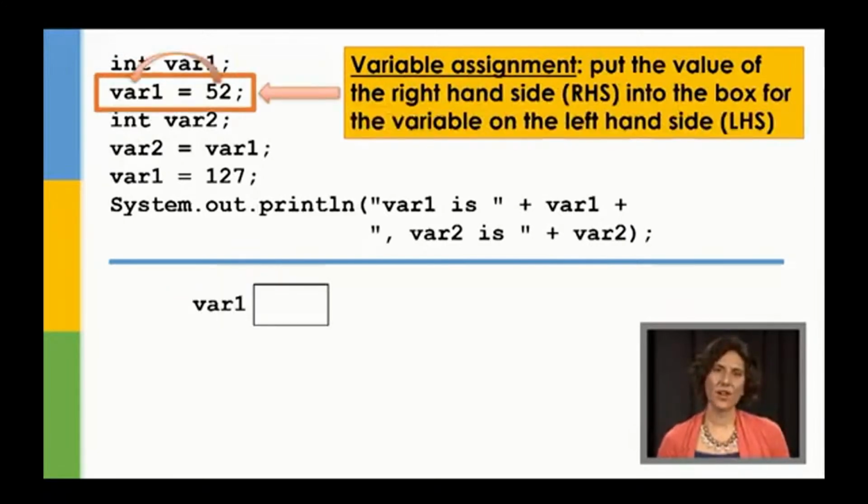The next line of code here is an assignment statement. What that's telling Java is, hey Java, take the value on the right-hand side, which in this case is 52, and place it into the variable on the left-hand side, which in this case is var1. So in our memory model, we'll take that 52 and put it in the box for var1, which is where var1 stores its value.